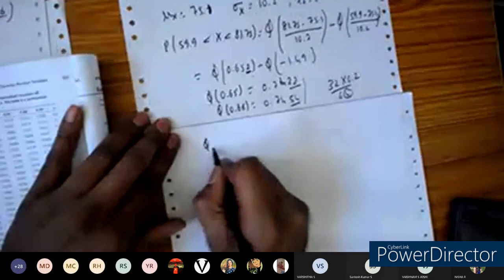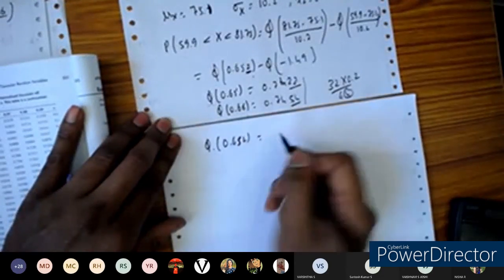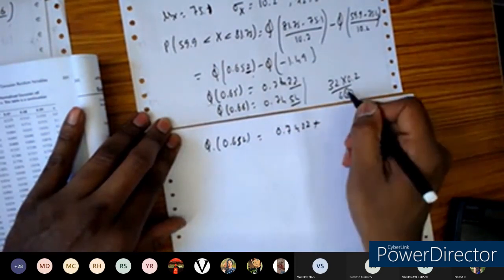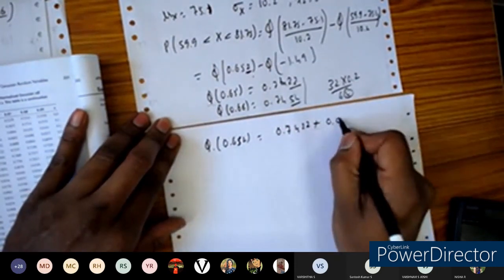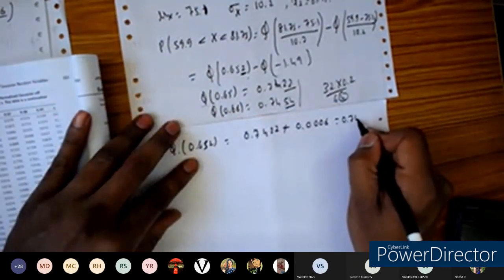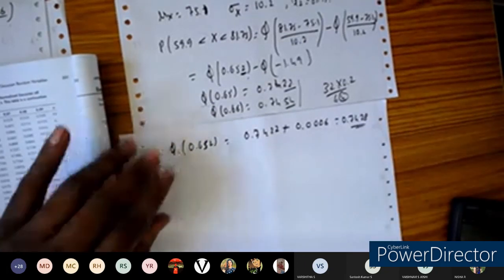So 0.652 can be taken as 0.7422 plus this value, 0.0006. This will become 0.7428. Like this, we are going to use the concept here.